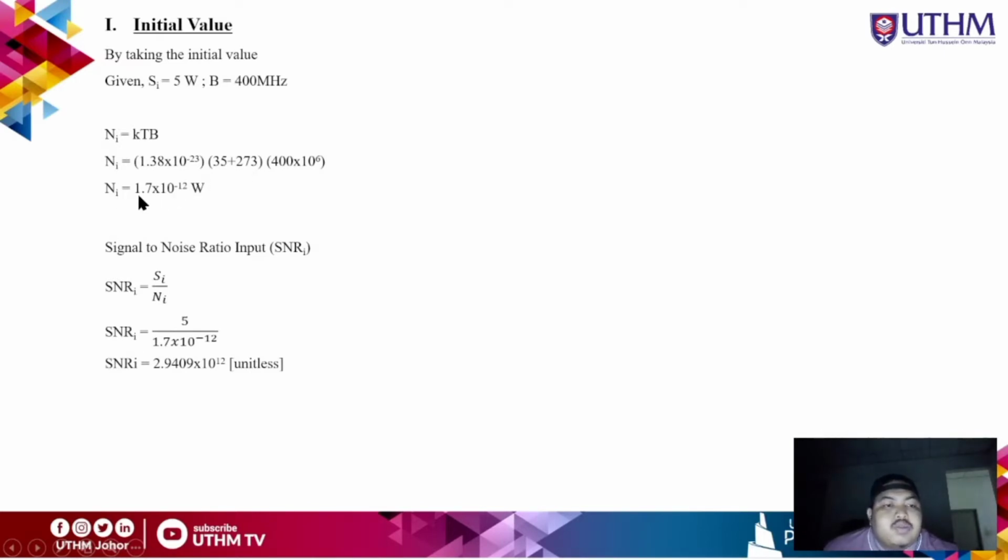NI equals 1.7 multiplied by 10 to the power of negative 12 watt. Now we can calculate the SNR input, which is SI over NI, and we get the SNR input is 2.9409 multiplied by 10 to the power of 12, unitless.